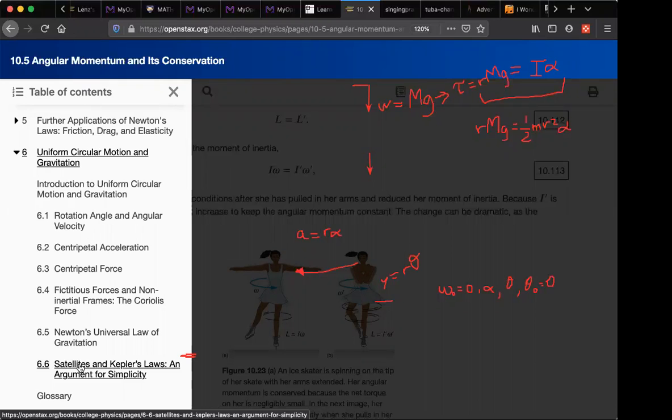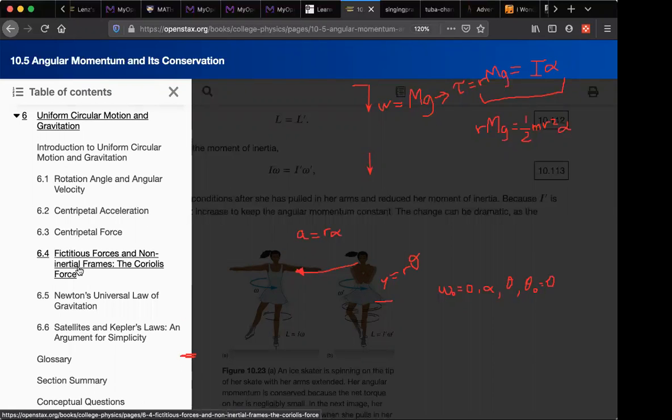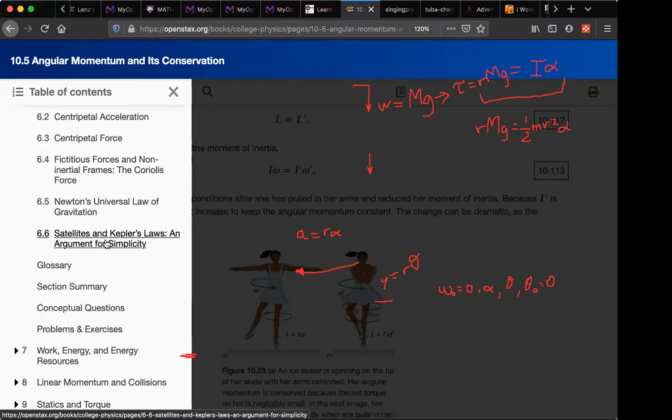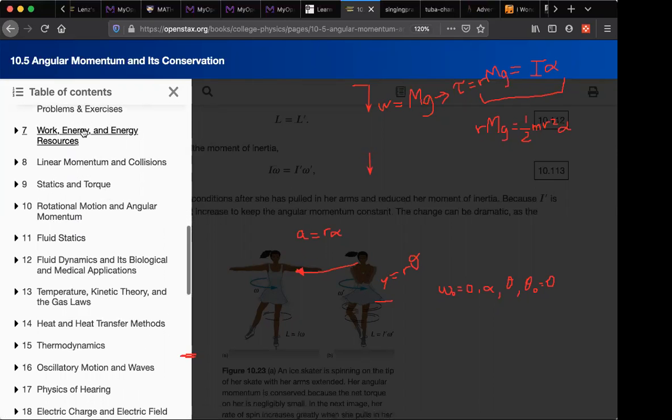But they do a basic introduction to it where they introduce us to centripetal force, centripetal acceleration. They also talk about rotational angle and angular velocity. And then they go into fictitious forces like the centrifugal force, the Coriolis force. Then they talk about Newton's universal law of gravitation. We did some stuff with satellites and Kepler's law of planets and moons and satellites and things like that. Then we went on to energy and momentum.